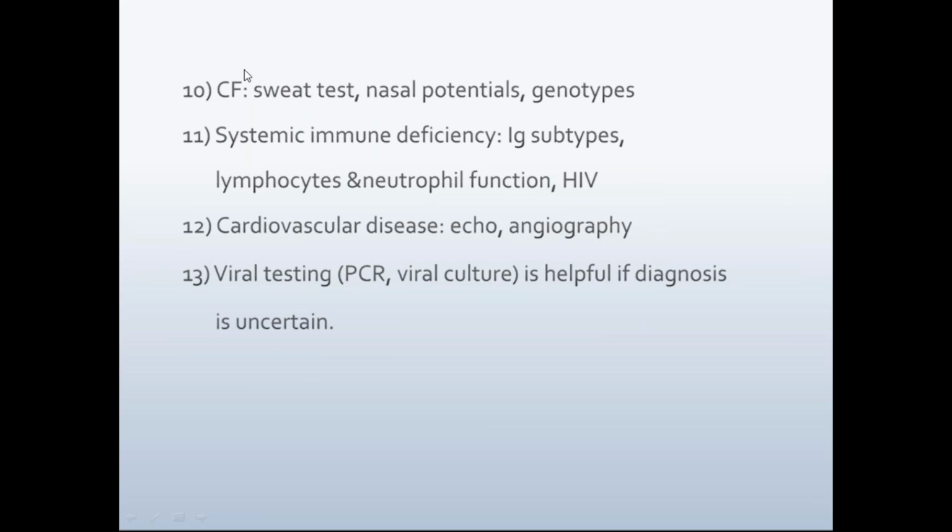Next is for cystic fibrosis, go with a sweat chloride test, nasal potentials and genotypes. Systemic immune deficiencies like IgG subtypes, lymphocytes and neutrophil function. These are very high-end investigations, but you have to know when you are writing your answer or any case with approach to wheeze, with appropriate history, you'll get almost most of the information. When you are suspecting these particular entities, then go with the appropriate investigation.